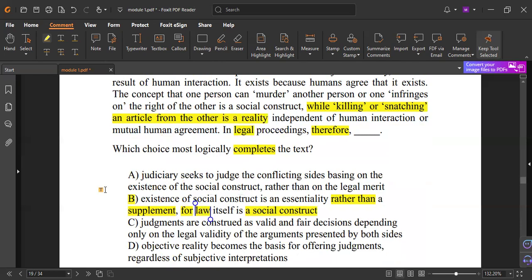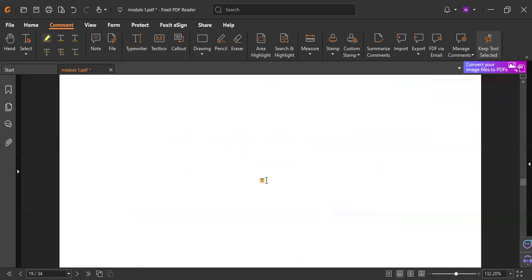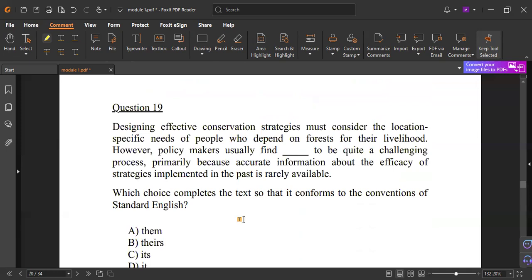So that is related to something else. Legal refers to law. If we are talking about the word law, here the existence of social construct is something essential for the legal. That's why. Why not? Let's try the next. Number 19, what's yours?